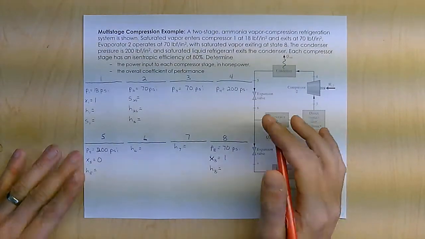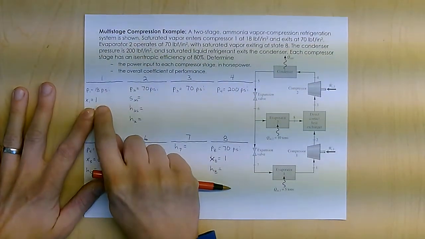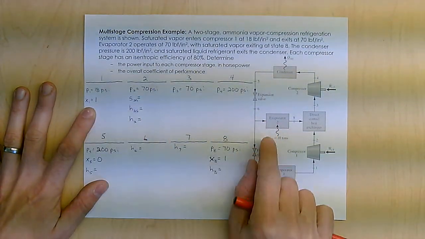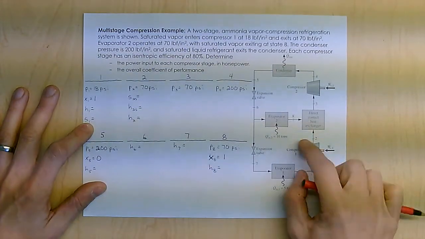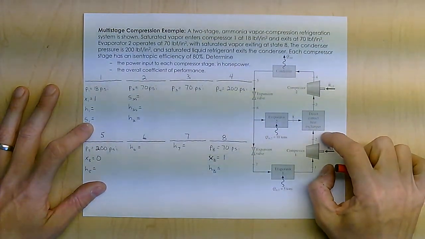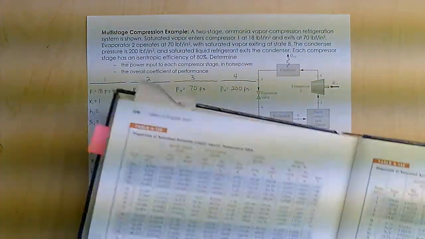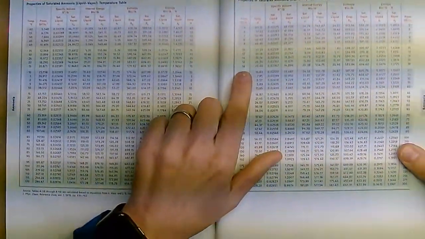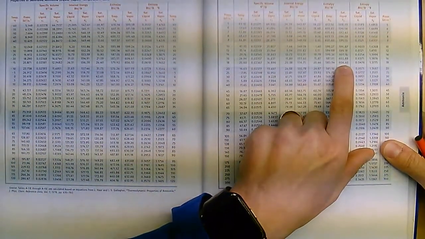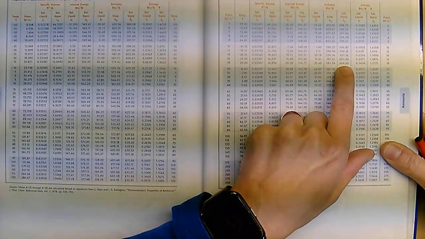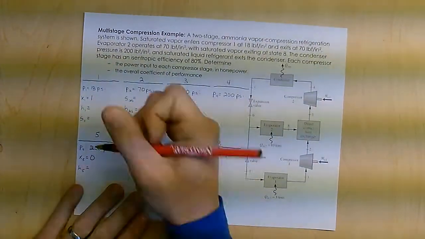So what I'm going to do is start at the beginning. At state 1, I know that I have saturated vapor at 18 psi entering the compressor. So let's look up h1 and s1, because across this compressor I have to do isentropic efficiency calculations. At 18 psi saturated, h is 604.4, and s is 1.3775.